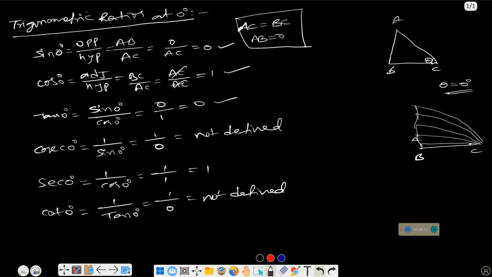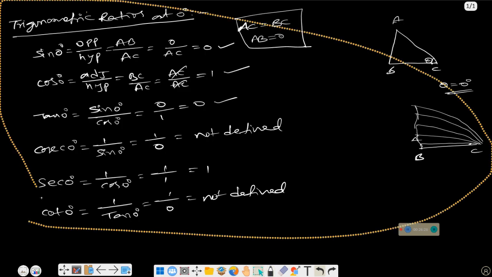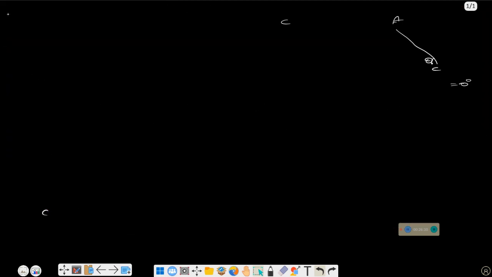Now in this same pattern we should find out trigonometric ratios at 90 degrees. How can you find out? Now listen. Same in this pattern only, we apply the same concept. How can we find out?